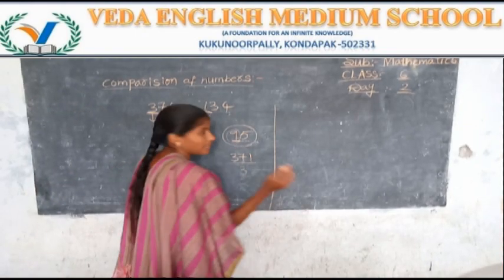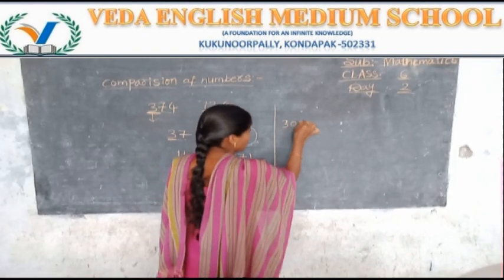I will write one more number. I will write a 4 digit number, 3076.